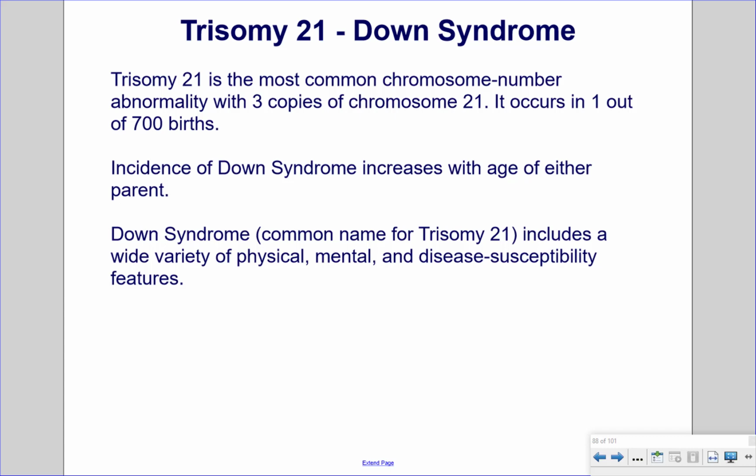Trisomy 21. Down syndrome. Trisomy 21 is the most common chromosome number abnormality with 3 copies of chromosome 21. It occurs in 1 out of 700 births. Incidence of Down syndrome increases with age of either parent. Down syndrome, common name for trisomy 21, includes a wide variety of physical, mental, and disease susceptibility features.